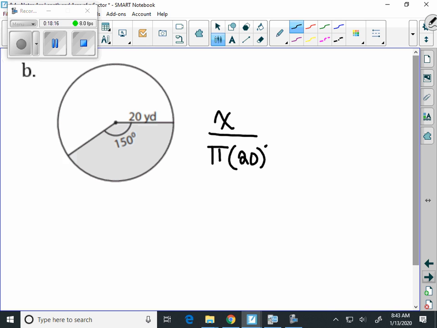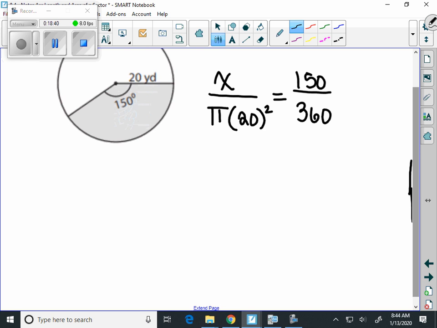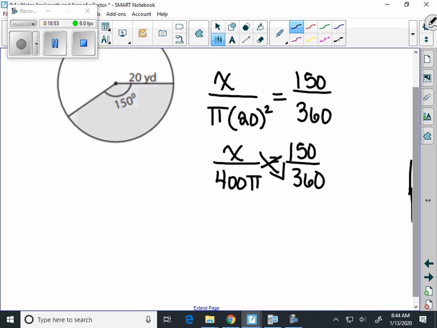In this case, 20 is our radius. And then it's the measure of the central angle, which is 150, divided by the entire degrees of a circle. And we can simplify that up a little bit. Maybe you have to do the next step, maybe you don't. But we get x divided by 400 pi equals 150 divided by 360. And now we're going to cross multiply these two.